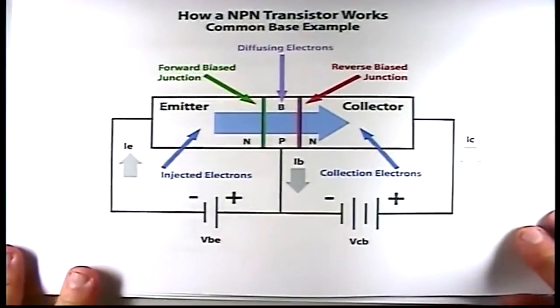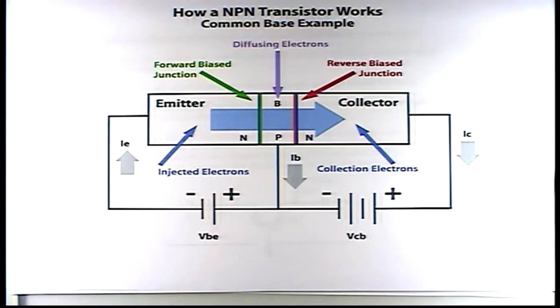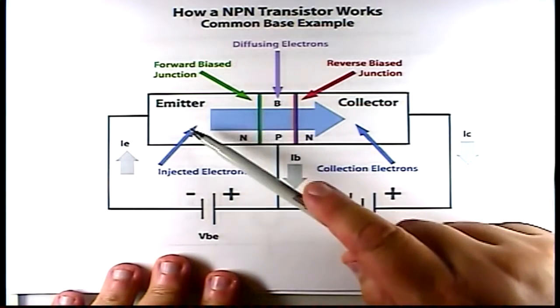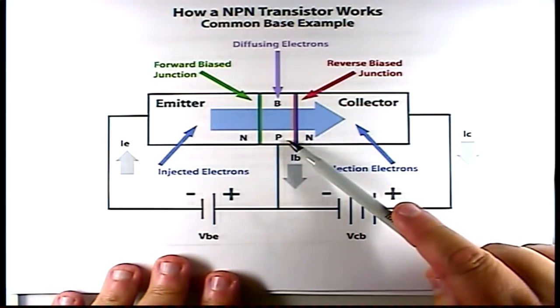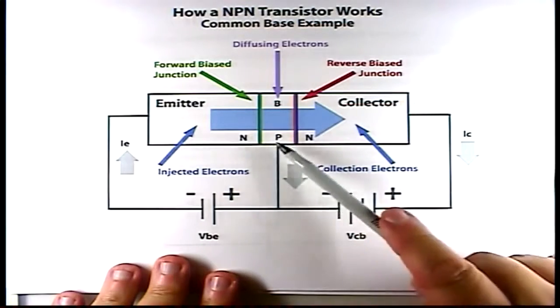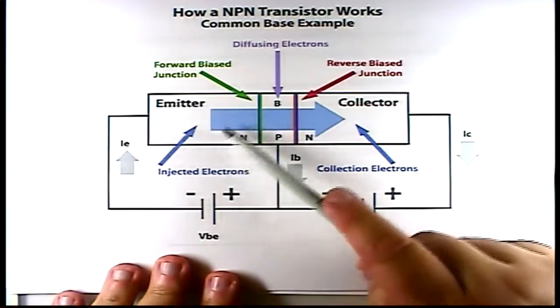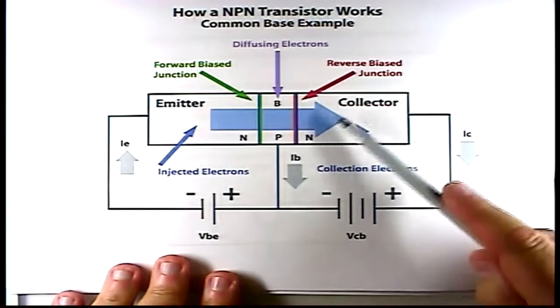Now, here's where the magic occurs with the transistor, and I'm going to try to make it as simple as possible here, but I want you to pay attention closely, because this is where it all comes together if you want to understand how a transistor works. Here we have a transistor, an N-type region, P-type region, and an N-type region. This is an N-P-N transistor. This is the emitter region, this is the base region, this is the collector region.